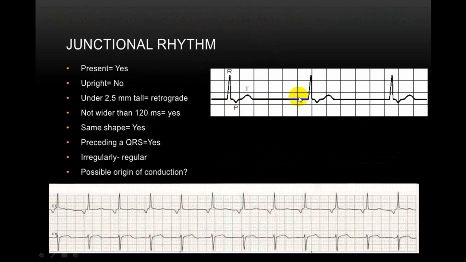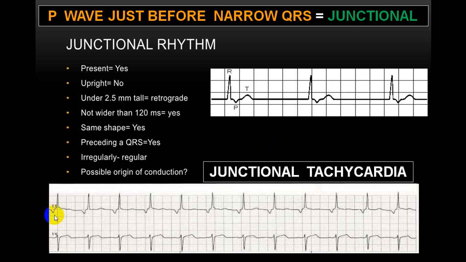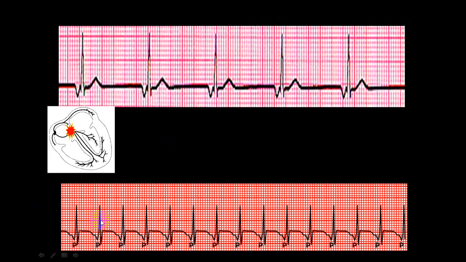This is between 40 to 60 per minute. This we call a normal junctional rhythm. And if the rate is more than 100 per minute, you will call that junctional tachycardia. You can see a small P wave before the QRS complex. Clearly you can see that the rate is faster. P wave is before each QRS complex. QRS complex is narrow. RR interval is constant. Here it is junctional tachycardia.